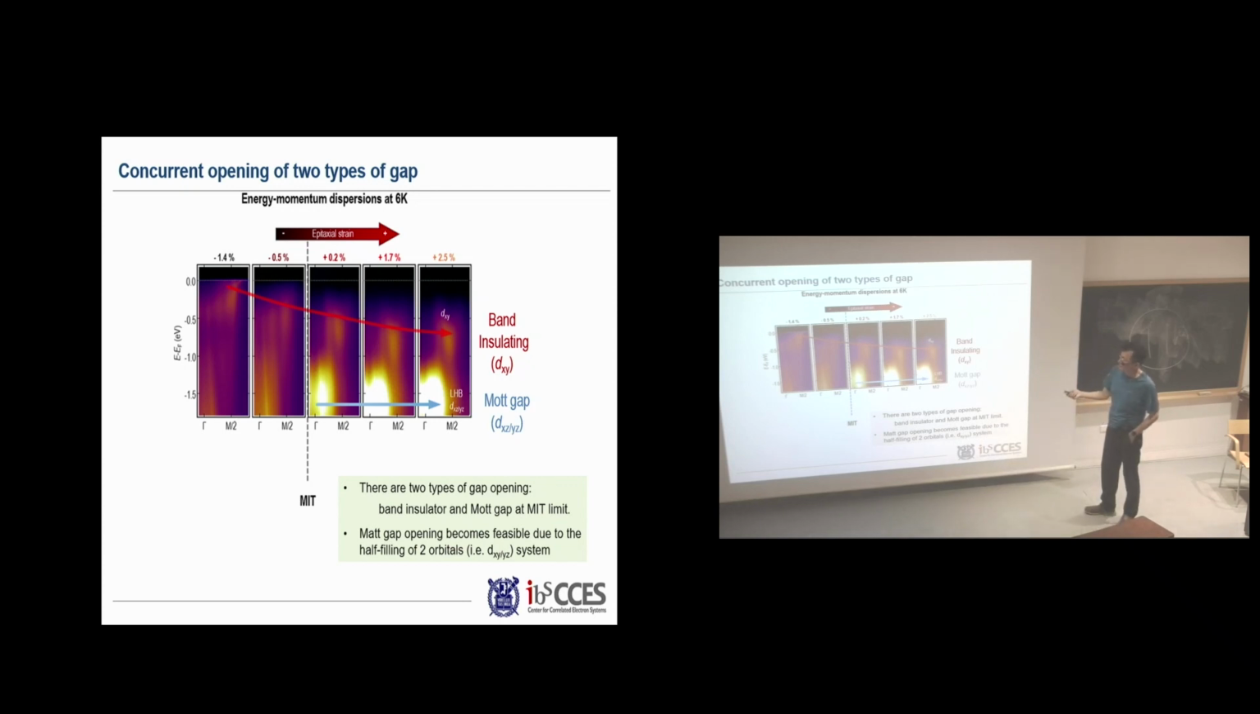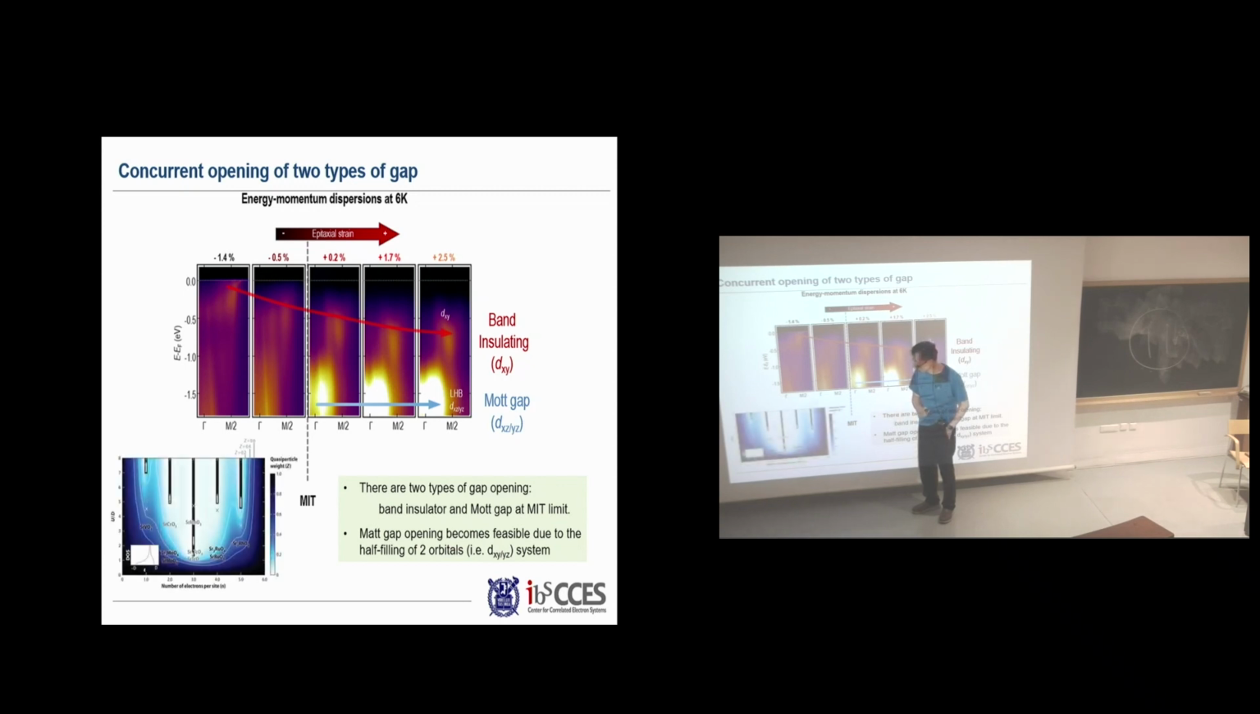And the reason why suddenly you have a Mott transition here is actually related to this multi-orbital physics. Originally, we started from here.